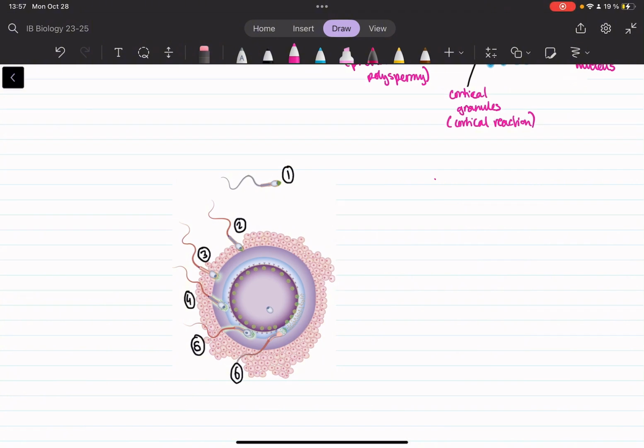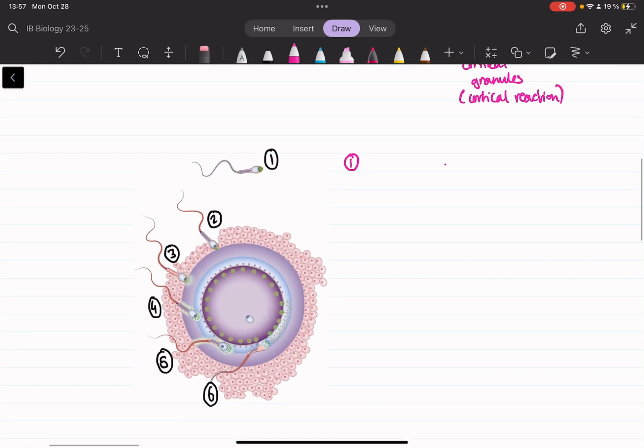So even before the sperm has reached the egg, there's this process called capacitation. What capacitation is, I should say, is the egg sends out chemicals and then the sperm are essentially activated, in quotation marks. And what this activation does is it makes the sperm more prepared for the fertilization process.